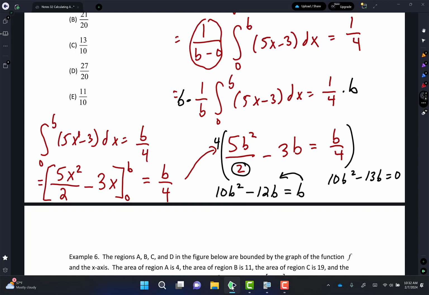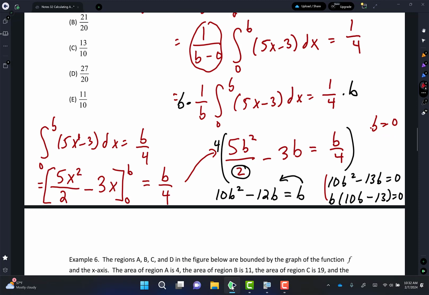Let's factor out a b. I don't see any mistakes. Is there any mistake that I've done? No, I don't see any. Factoring out b, I see b times (10b minus 13) equals 0. So here are my b's. One b is 0. I don't see that answer of 0 in there, so that's not the one. Another b: 10b minus 13 equals 0, so 10b equals 13, so b equals 13 over 10. Is that answer in there? There it is.